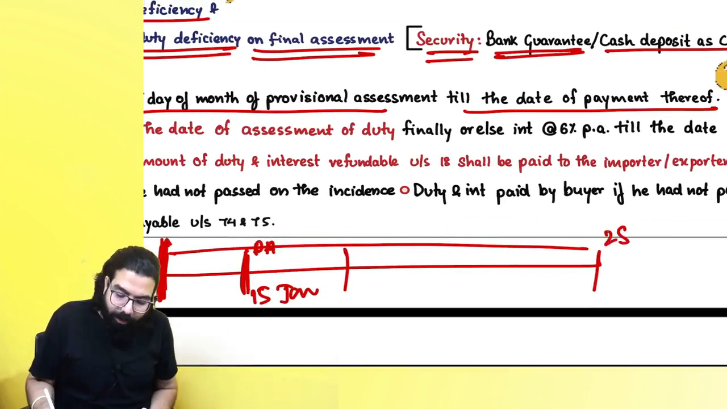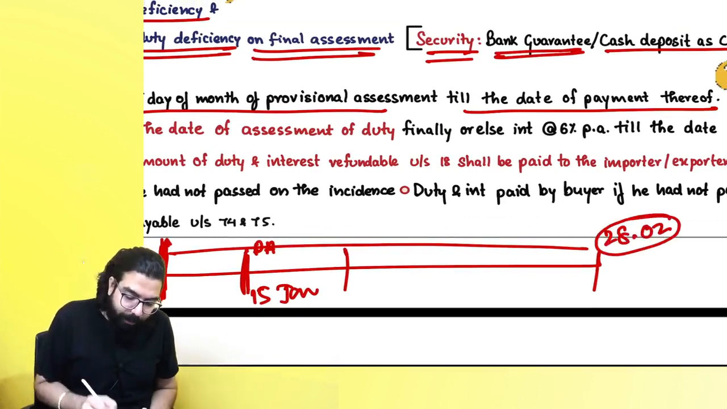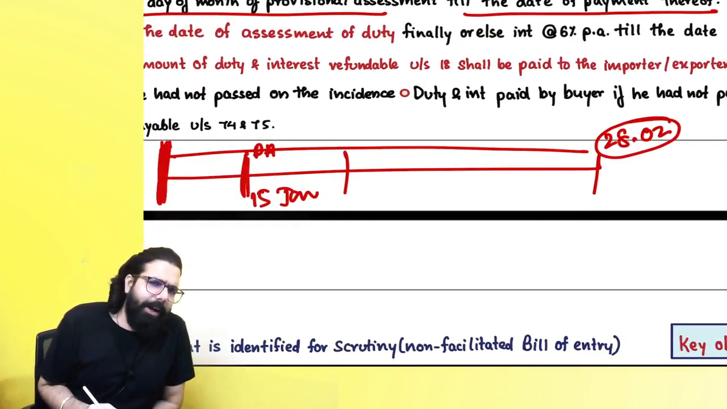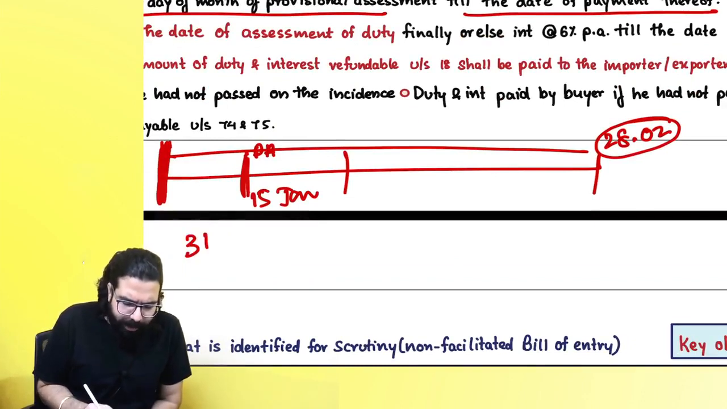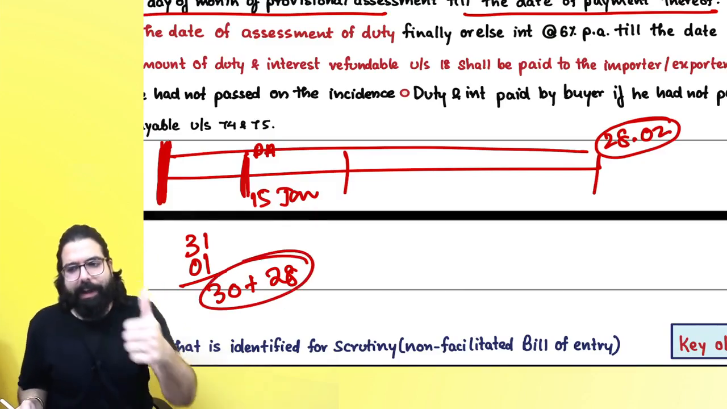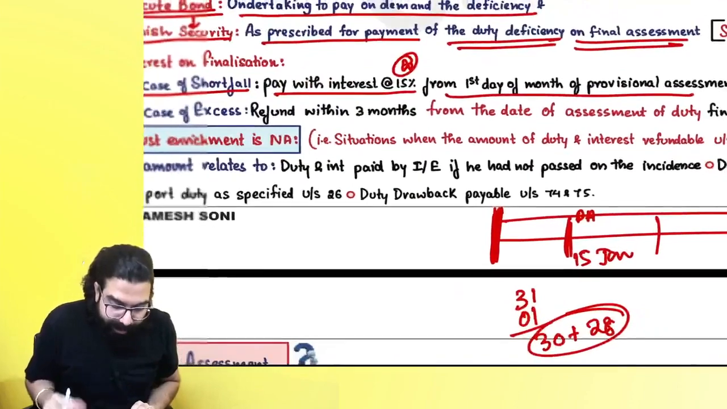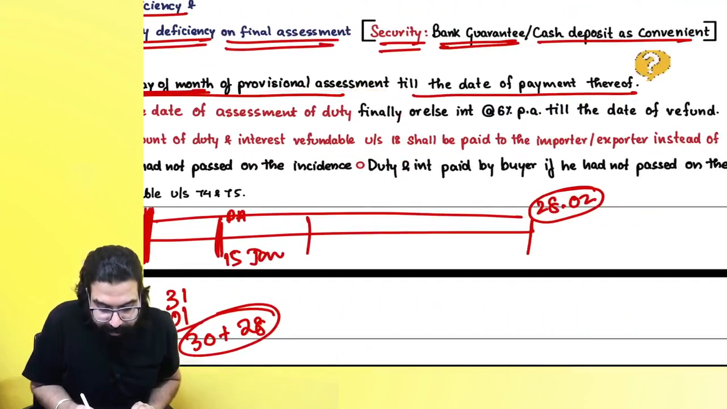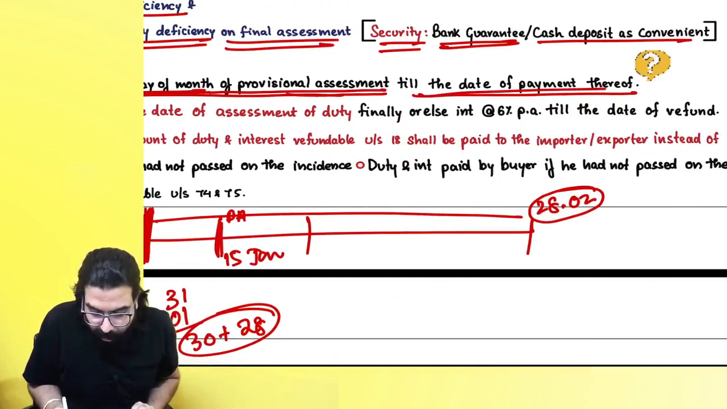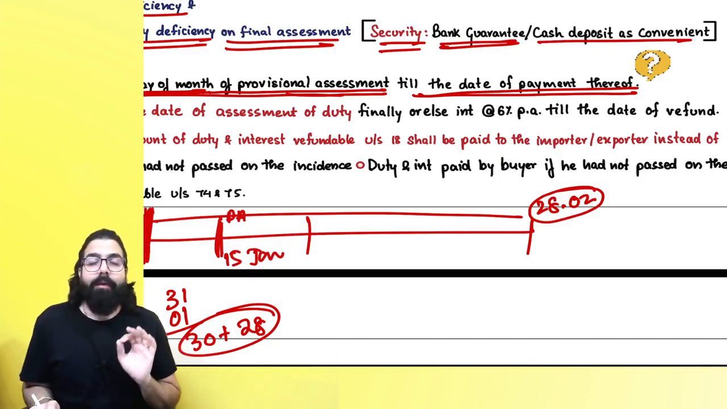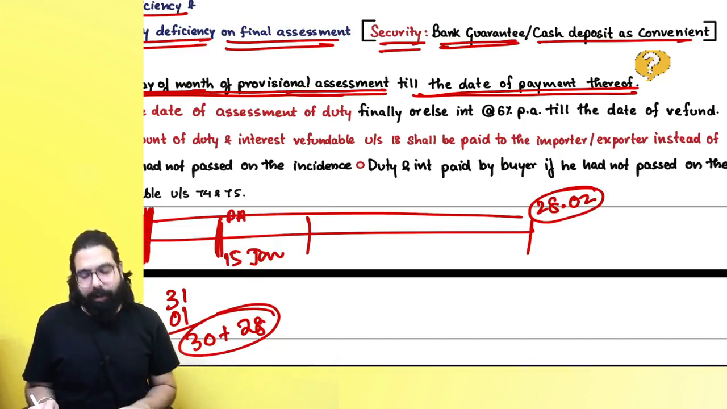Supposing you paid it on 28th February, and here it starts from 1st of January. So in January how many days, everyone? In January 31 days, 1st of January you leave it, 30 days in January, February 28 days, 30 plus 28 will be 58 days. Are we all clear everyone? It says interest will start from the first day of the provisional assessment month till the date of payment thereof. Are we all 100% clear with this? Can I go ahead? From the first day interest will start. Okay sir, point is clear.